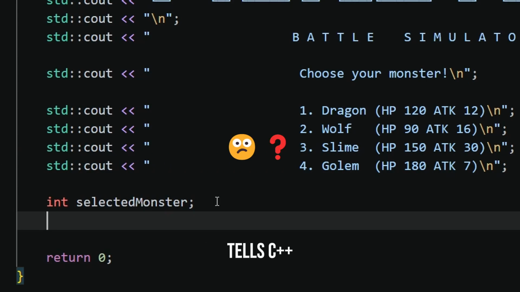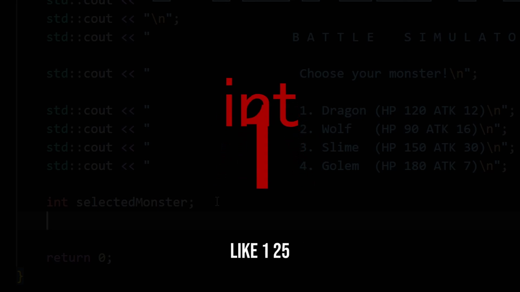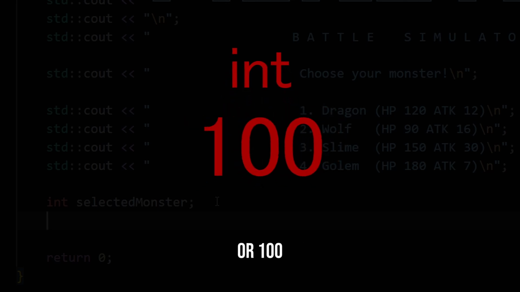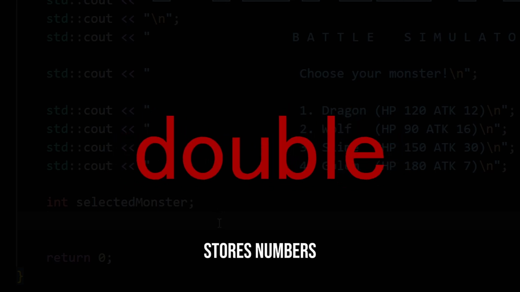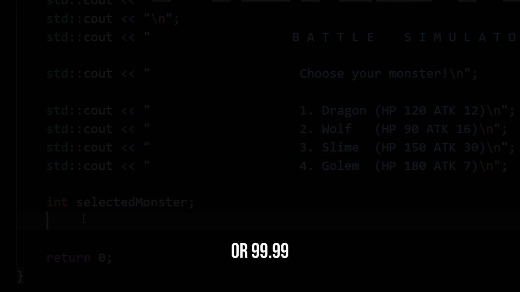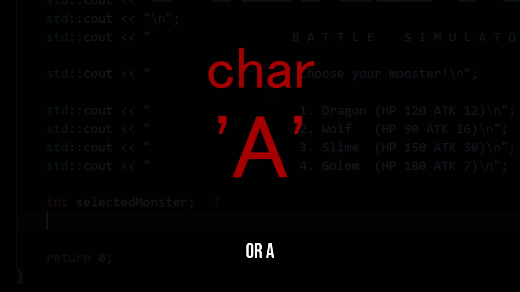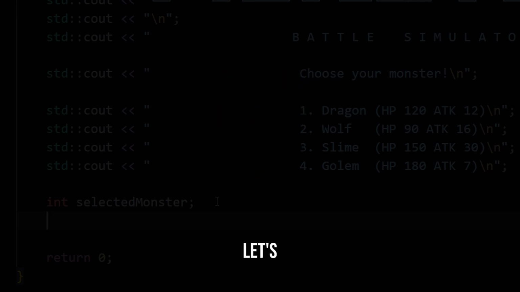A data type tells C++ what kind of value a variable can store. For example, int stores whole numbers like 1, 25, or 100. Double stores numbers with decimal points like 3.14 or 99.99. Char stores a single character like A or a question mark. Let's visualize it. Let's imagine every data type has its own treasure chest.